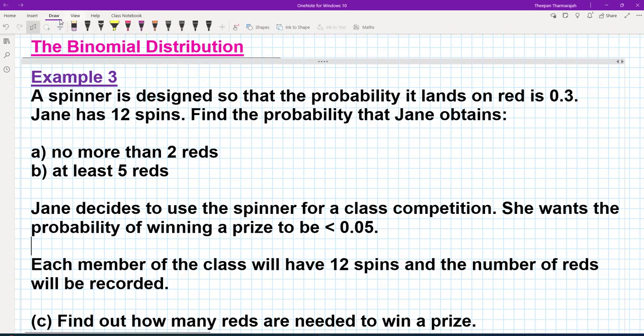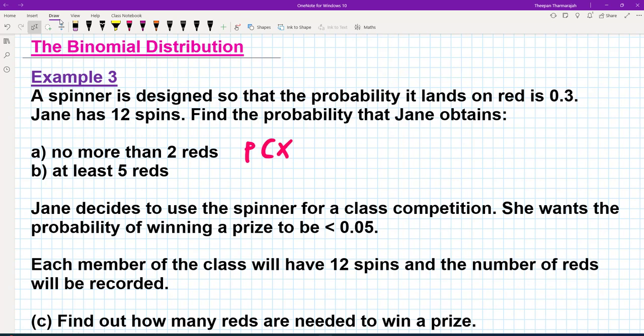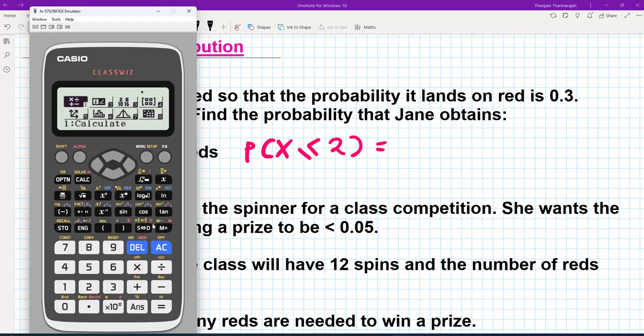So we can do this quite easily. We can say that that's the same thing as the probability that x, if it's no more than 2 reds, that means the probability of x must be less than or equal to 2. And we can get that directly from our calculator. So menu, option 7, go down to binomial CD, and then we notice that she has 12 spins. So x must be 2, and n is 12, and p is 0.3.